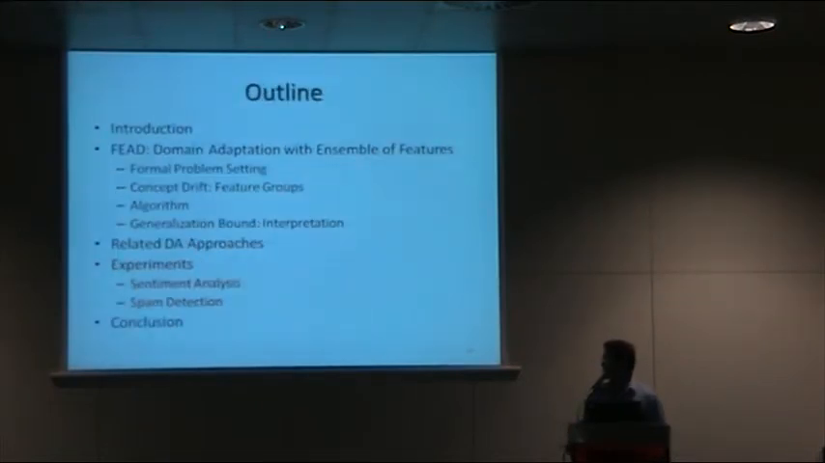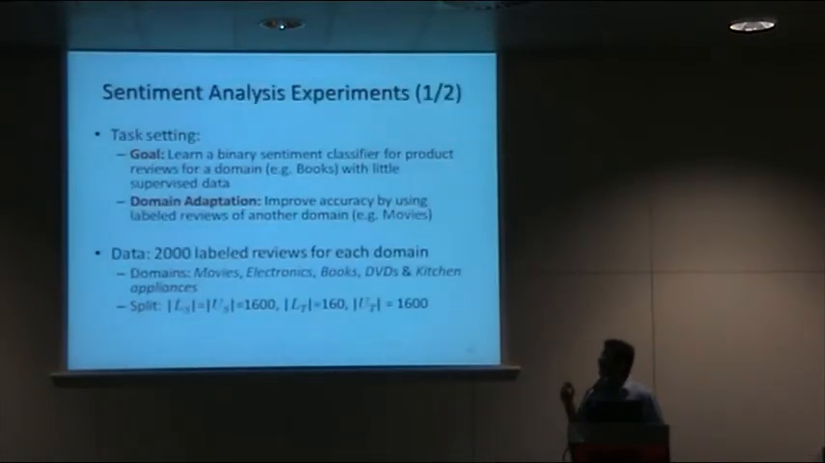So let's look at some experiments now. We present experiments on sentiment analysis and spam detection. Let's consider the sentiment analysis part first. The goal of the problem is to learn a binary sentiment classifier which, when given the text of a review, can tell you whether the sentiment is positive or negative. For example, you might want to do sentiment analysis of book reviews using a large amount of labeled data from movie reviews, as I showed in the first slide.